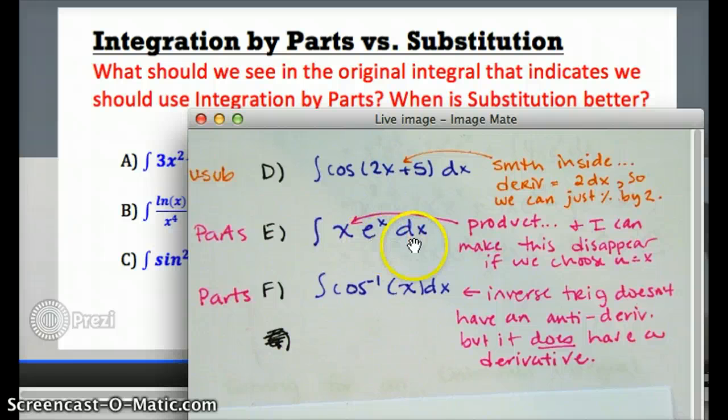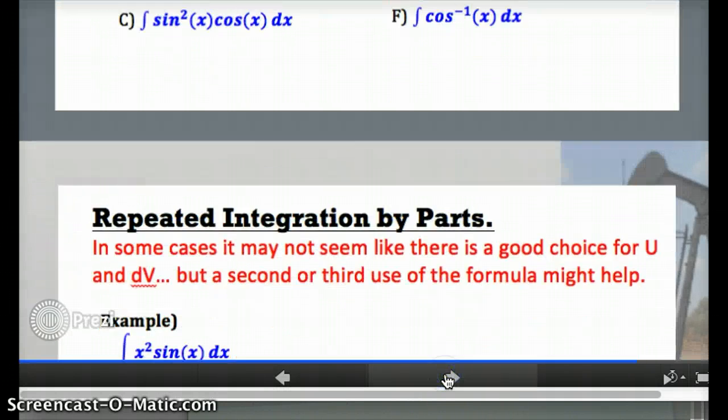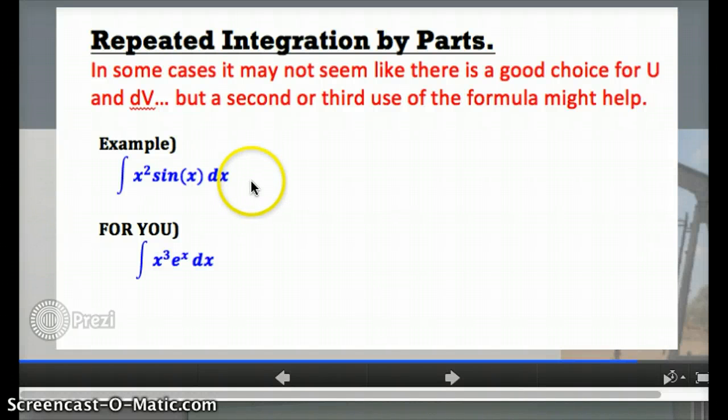E was a pretty classic integration by parts situation: 2 separate functions, one that we can make disappear, and then cosine. Inverse cosine is obviously one where you always use integration by parts. Great. Let's move on to something more interesting. Take a look at example 1 right here. This is going to be an integration by parts strategy. What would you choose for your u?